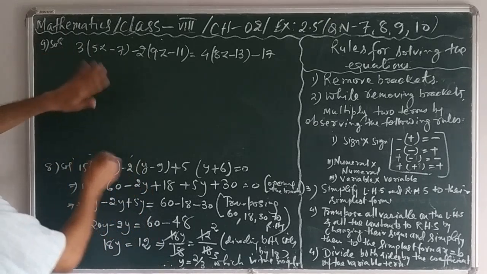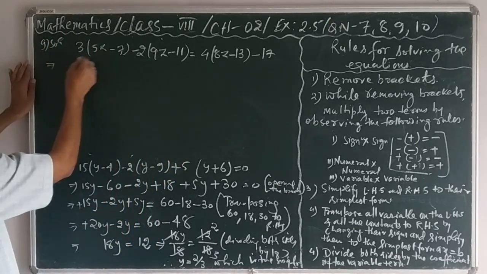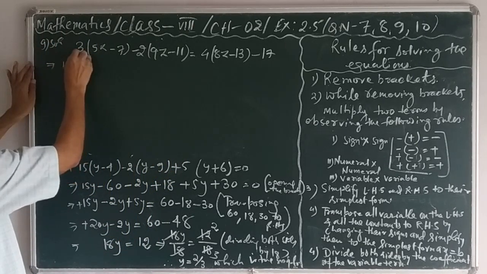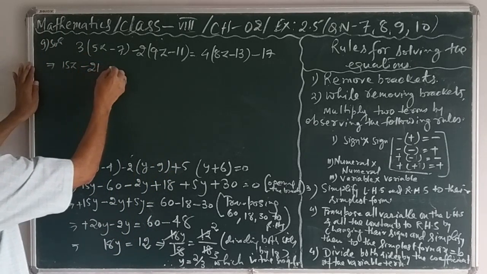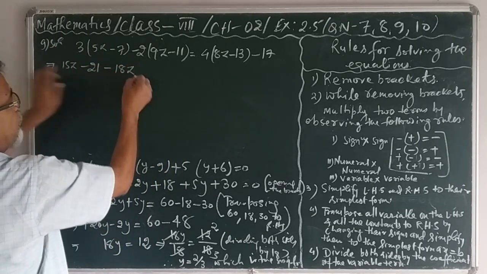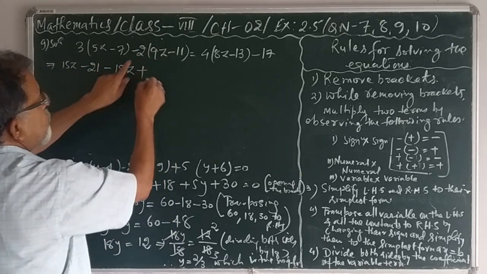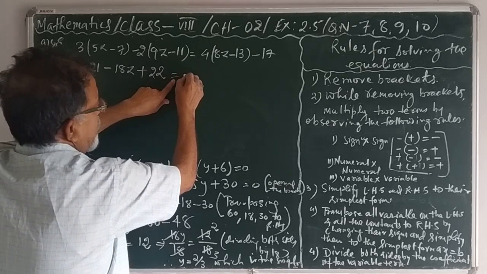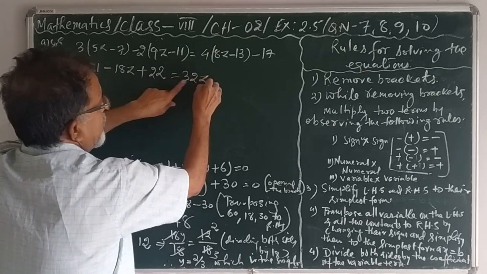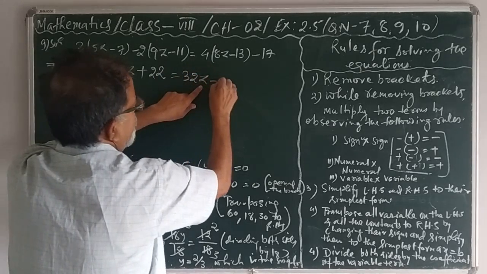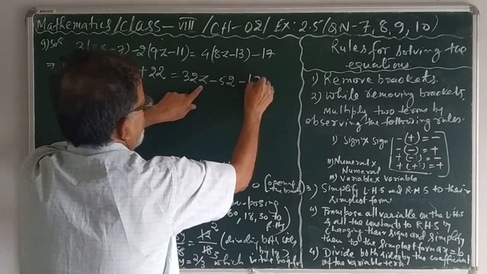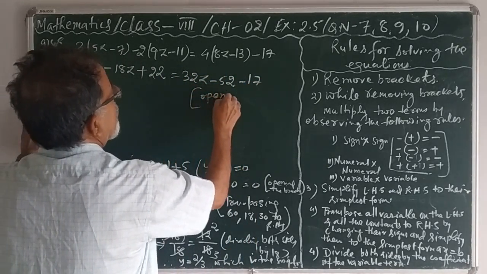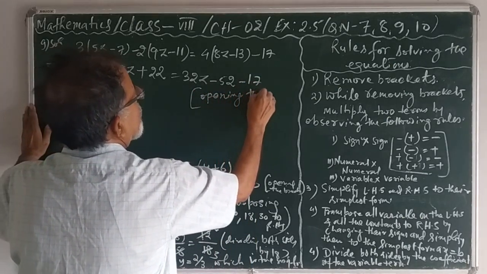Here, first of all, I am going to open the brackets. Plus into plus is plus: 3 fives are 15z, 3 sevens are 21, 2 nines are 18z. Minus into minus is plus: 2 into 11 is 22, 4 into 8 is 32z, 4 thirteens are 52, minus 17. Here write opening the brackets.